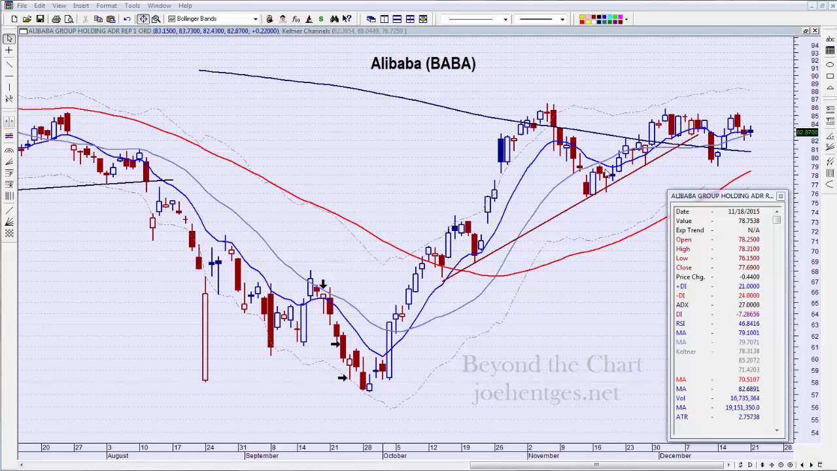Hello again, everyone. This is Joe Hentges with Beyond the Chart, and in this option trade example, I'm going to show you the details on a very profitable Alibaba trade, so stay tuned.